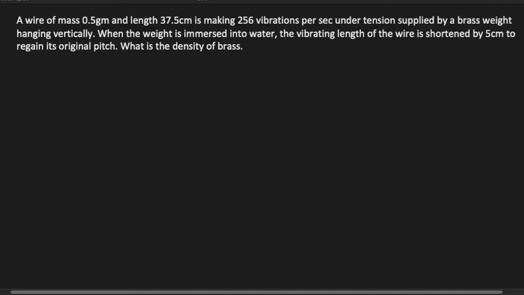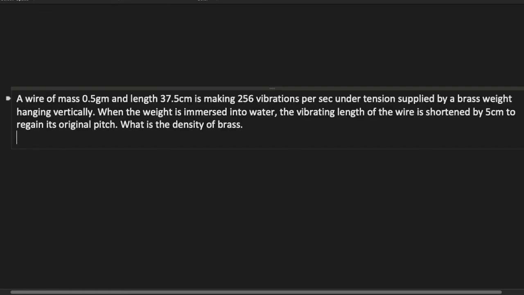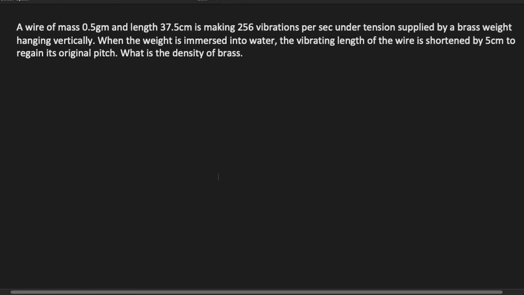A wire of mass 0.5 gram and length 37.5 cm is making 256 vibrations per second. The tension is supplied by a brass weight hanging vertically. When the weight is immersed into water, the vibrating length of the wire is shortened by 5 cm to regain its original pitch. What is the density of the brass?